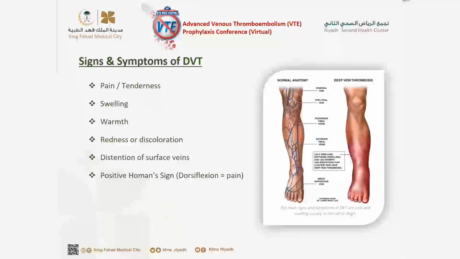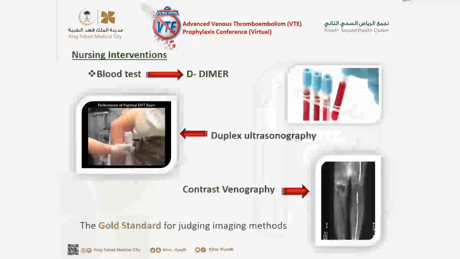So you need to know as a nurse, if you're going to be assessing this patient, what are the signs of DVT? Just to go over it: pain, tenderness, swelling, warmth, redness or discoloration, distension of surface veins, and a positive Homans sign. When you do the dorsiflexion, the patient experiences pain. These are all your alerts to inform the physician that you have a concern. This is what you have noted, and you need to inform the physician immediately. Yet not all the time is the Homans sign actually positive. It can be a false positive, but the important thing is that you've escalated this to the physician.